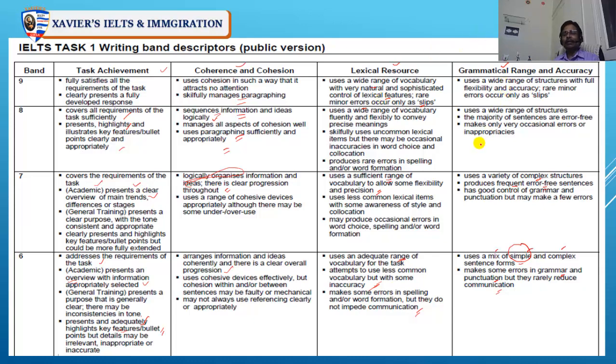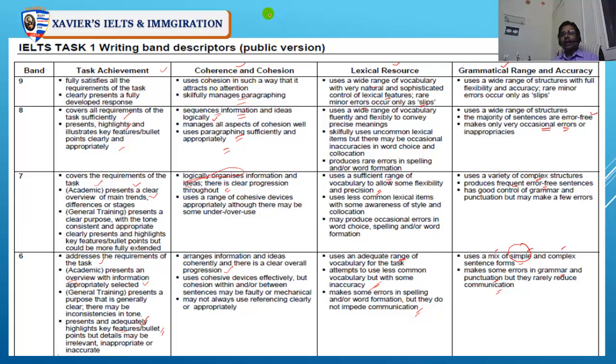Similarly, for grammatical range and accuracy, the band 8 scale says: uses a wide range of structures. The majority of sentences are error free. Makes only very occasional errors or inappropriacies, right? Occasional errors, that means negligible. If we want to ignore them, we can ignore them, right? It will not have any effect on the content or the context of your writing. The communication will not change the meaning of the sentence, right?